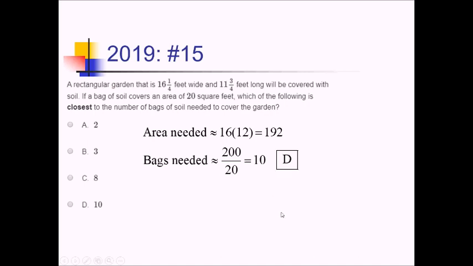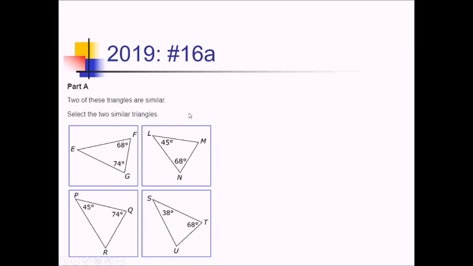So choice D. On this problem, they're telling us that two of these triangles are similar. They want us to select the similar ones. So the key on this, since we only have angles, and we can't really judge this by, oh, they're the same shape, and things aren't necessarily drawn to scale. We know that similar triangles have the same angles. That is the key on this. So we have to basically just pick the two triangles that have the same angles.